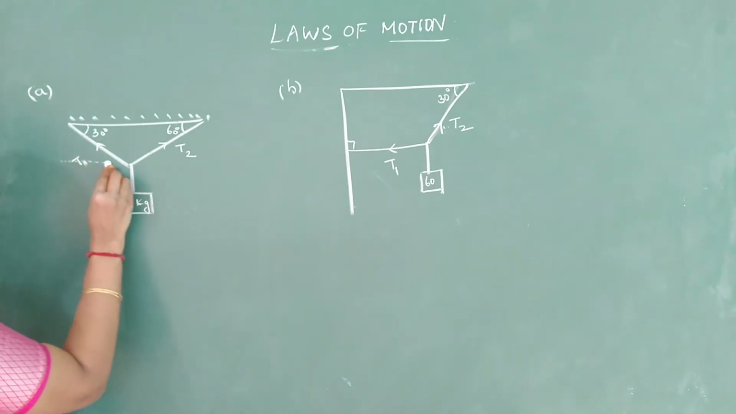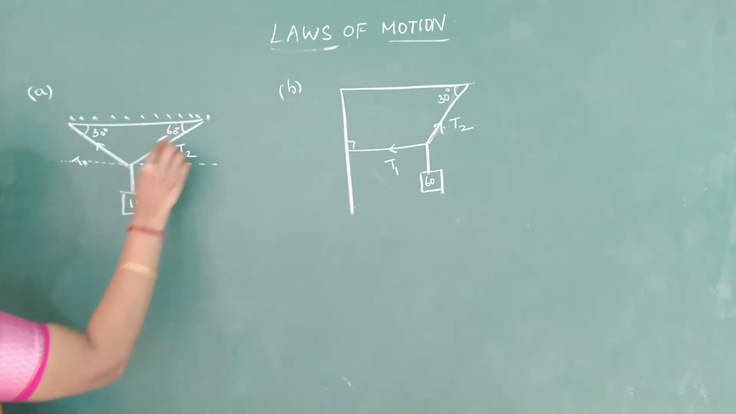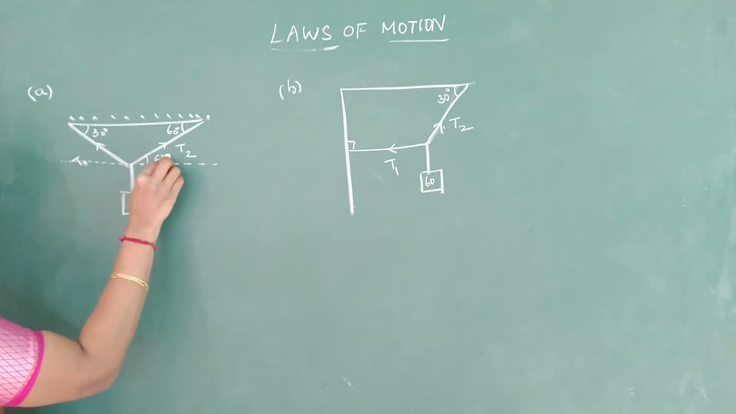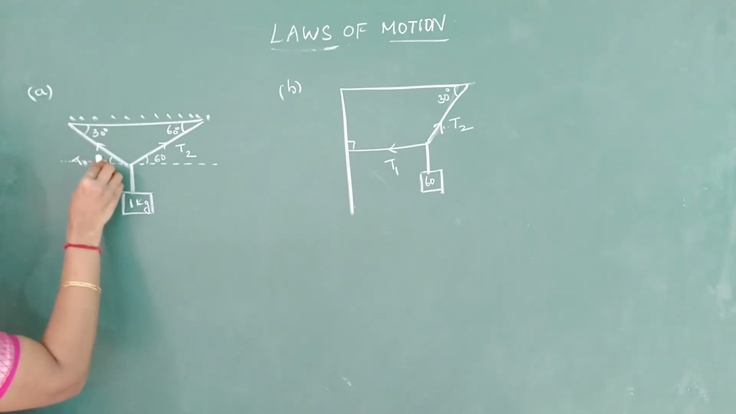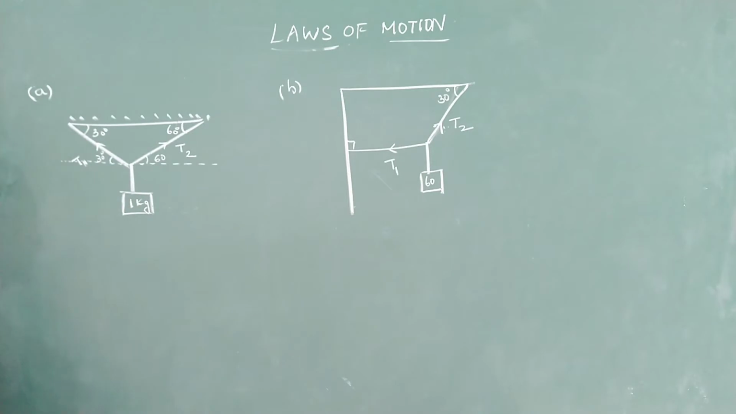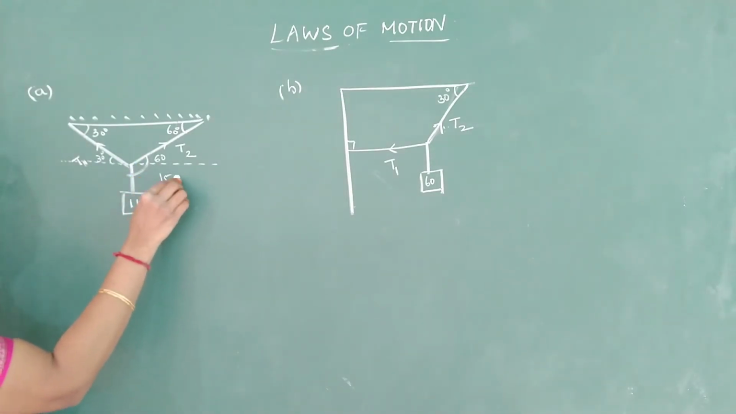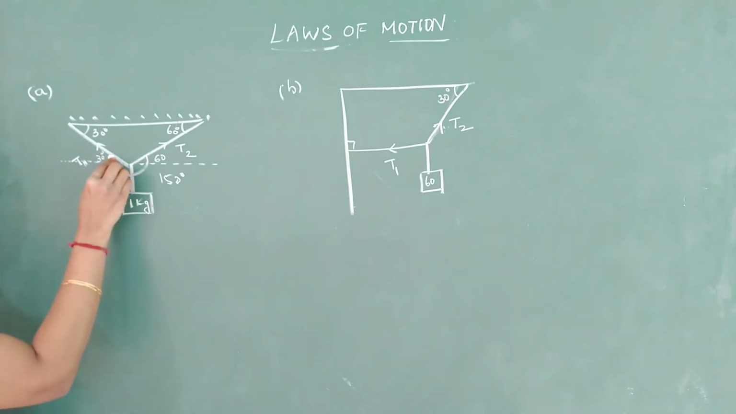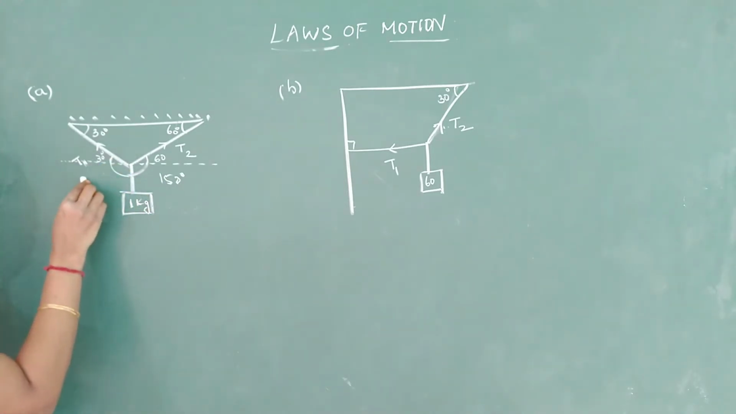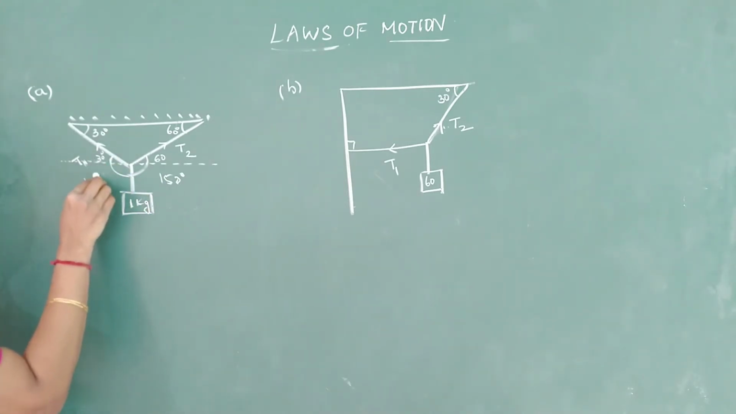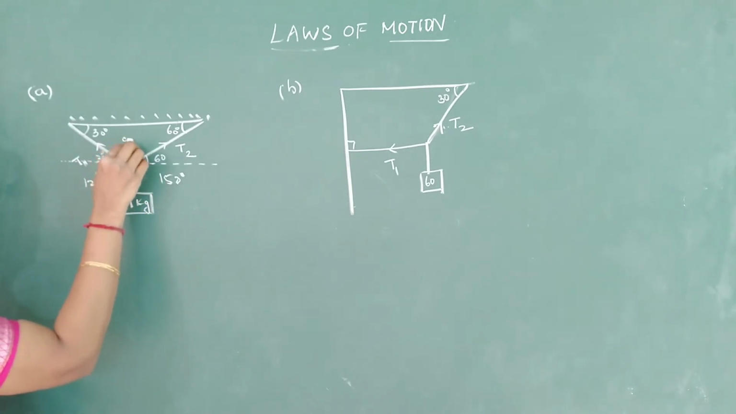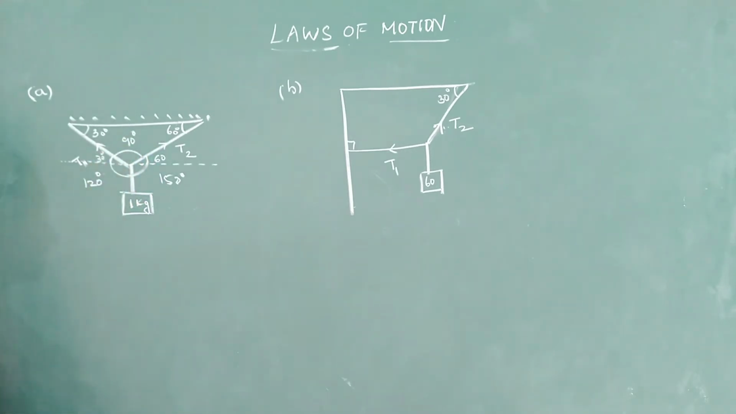Okay, drop one horizontal line. If this is 60, this will be 60, 30 degree and this will be 30. So what is this total angle? 60 plus 90, 150. What will this total angle be? 90 plus 30, 120. So obviously this will be 90 degrees. If you know the angles, you can use Lami's theorem.